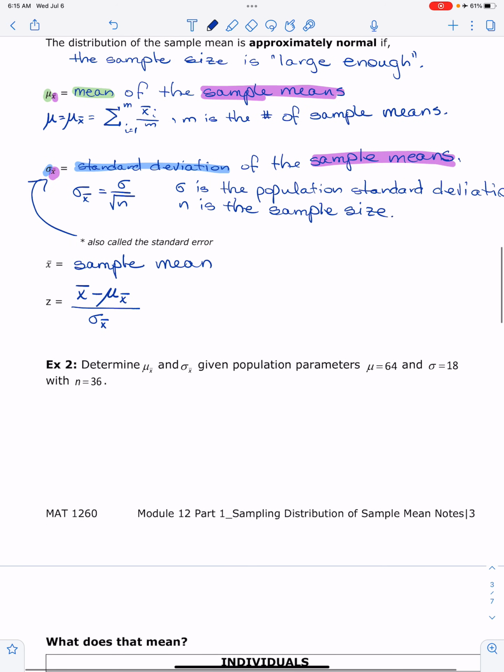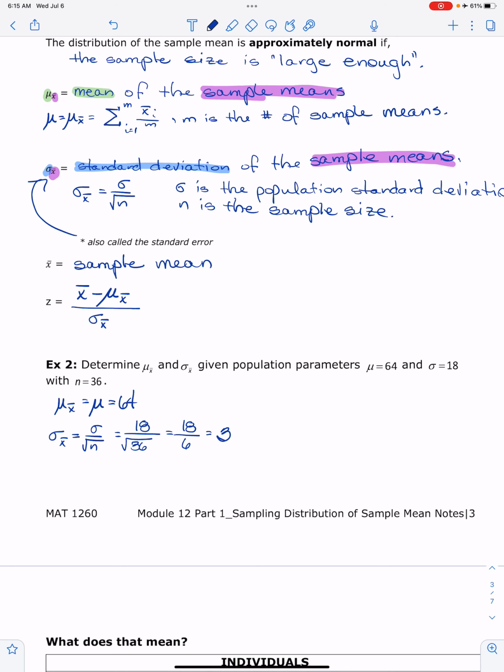Example 2. I want mu sub x bar, the mean of the sample means. We know that is the same as our population mean, which here they tell us is 64. Pretty straightforward. Our standard deviation is going to be our population standard deviation divided by the square root of the sample size. Our population standard deviation is 18. Our sample size is 36. So the square root of 36 is 6. We get a standard deviation of 3.